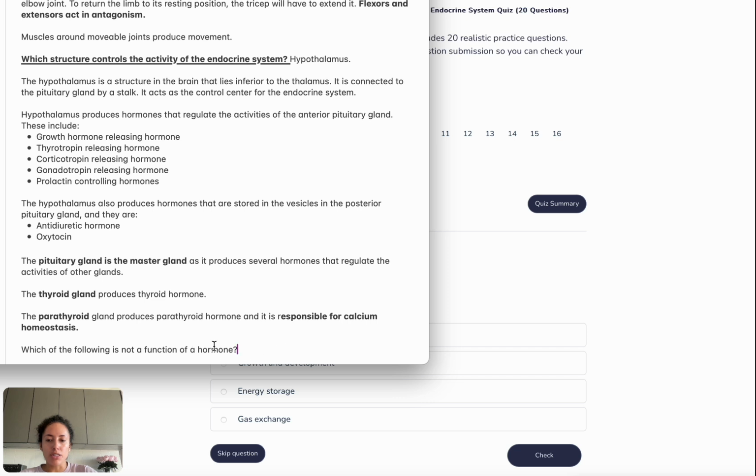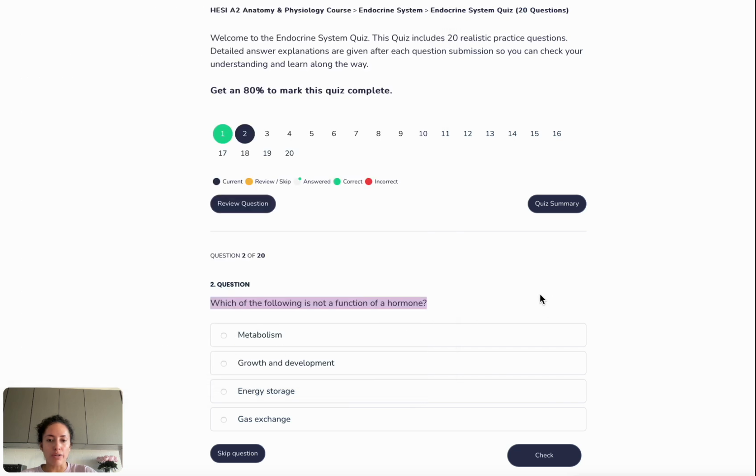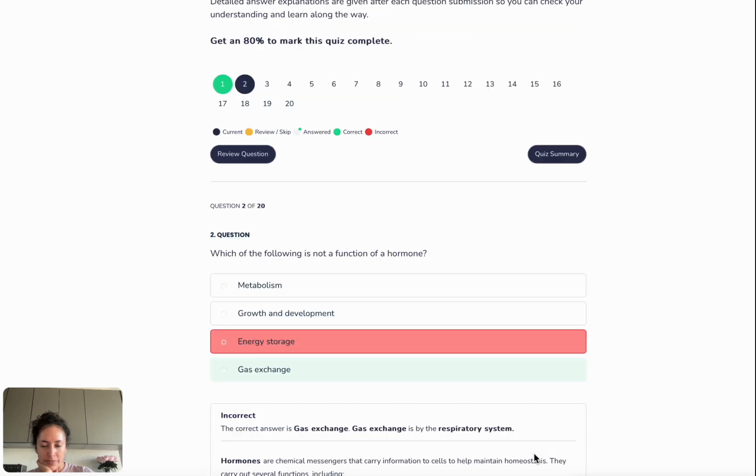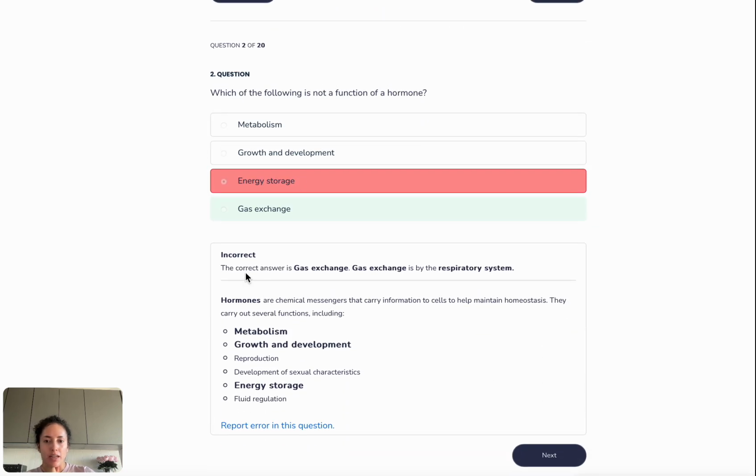Now the next question is, which of the following is not a function of a hormone? Metabolism, growth and development, energy storage, gas exchange. What could it be? Let's see. It's wrong. Gas exchange. Okay. So the correct answer is gas exchange.